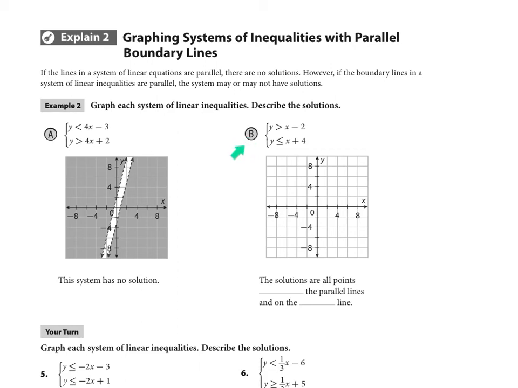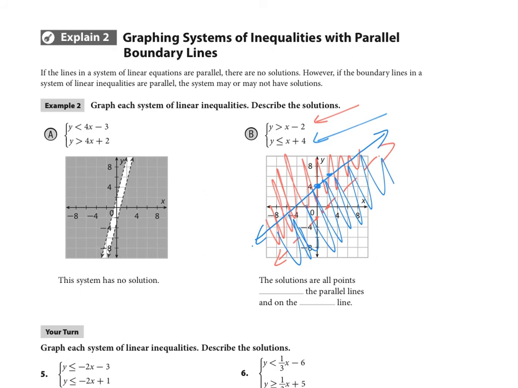Okay, so let's do this example here. Let's go and graph it. For the top one, I'm going to do it in red. You start at -2. The slope is 1, so I go up 1, over 1, up 1, over 1. Draw a dotted line. Y is greater than, so I shade above. Graph the second one in blue. I start at 4. My slope is 1, so I go up 1, over 1, up 1, over 1 again. Now I'm going to draw a solid line through those points. Since it is equal to, and y is less than, I shade below.